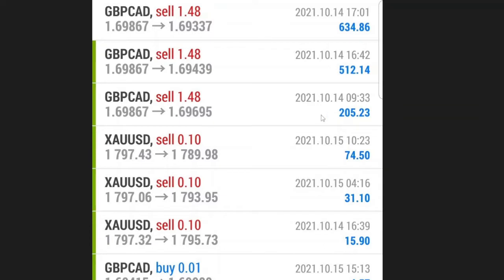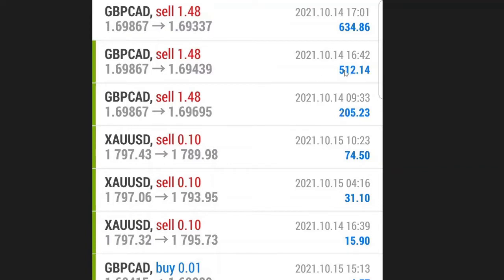So as you can see, this was my first take profit, 696.95. Then this was my second take profit. This was almost 1 times, because in this account I'm risking around 200 to 250. So you can see this one was almost close to 1 time.